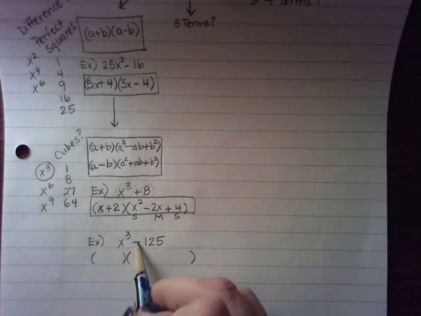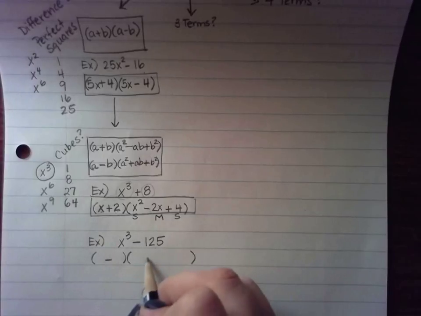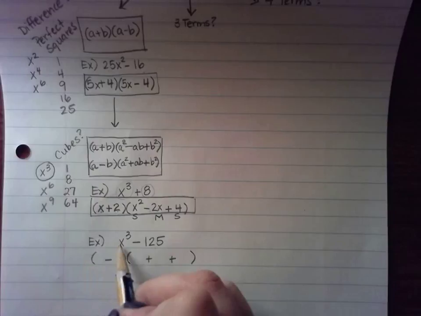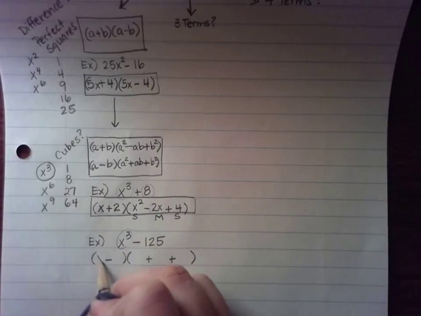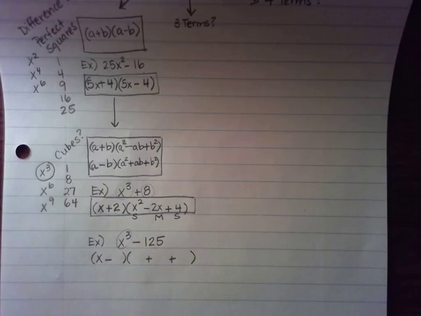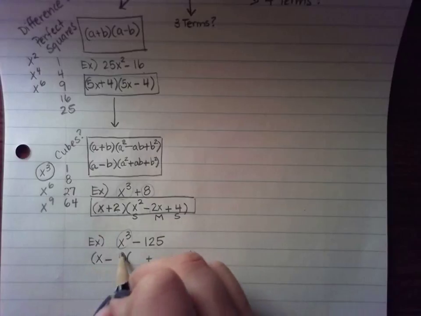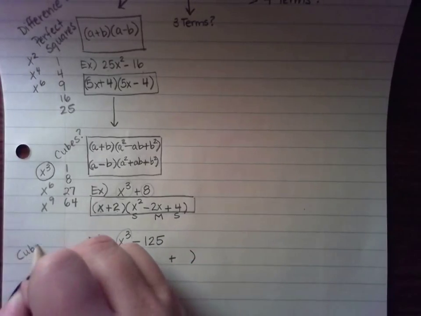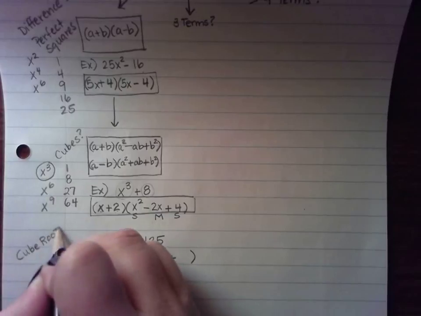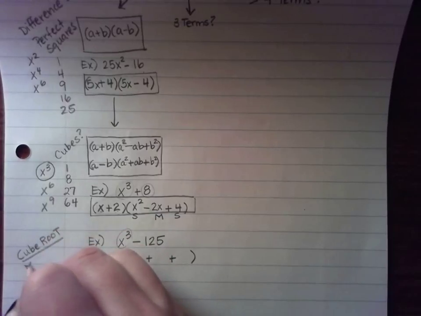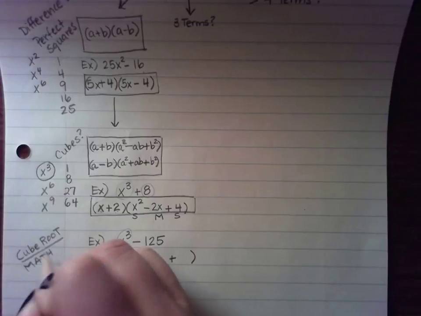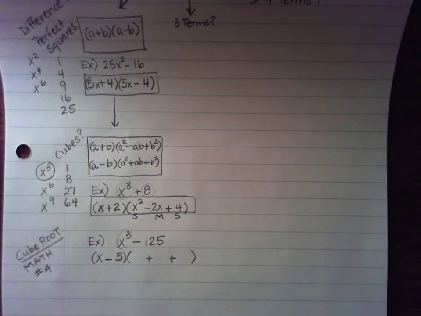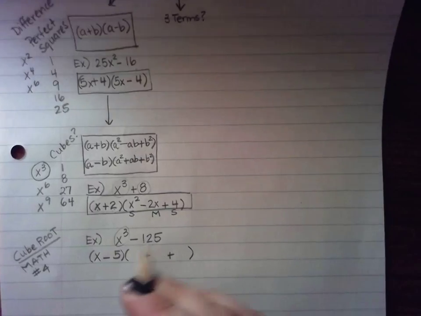And since this is subtraction, the signs are going to go minus, plus, plus. So we take the cube root of x cubed, which is x, then take the cube root of 125, which is 5. By the way, if you need to do cube root in your calculator and you can't remember how to do that, you go to math and then choice number 4. Okay? Okay, so back to this.